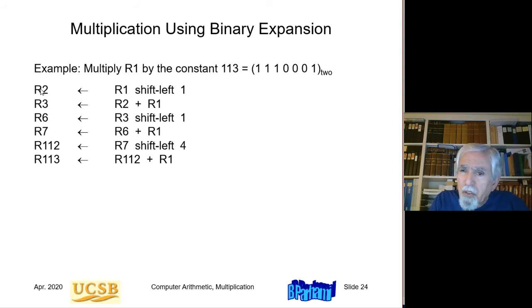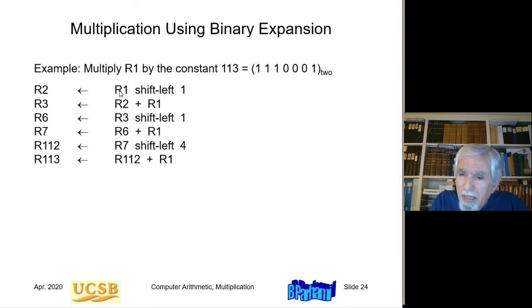So the value in R1 needs to be multiplied by 113. Shift left R1, store in R2. That's twice R1. Add R2 to R1, that's three times R1. Then double that by shifting left, six times. Add R1, seven times. Shift left by 4, multiply by 16. You shift left by 4 because there is a 4-bit gap between this one and this one. Oh, I'm sorry, we are going from left to right.